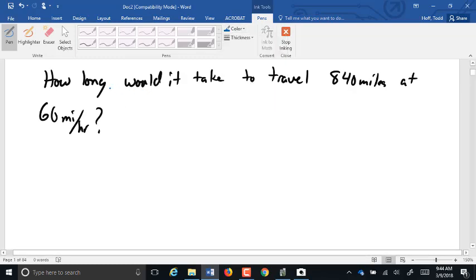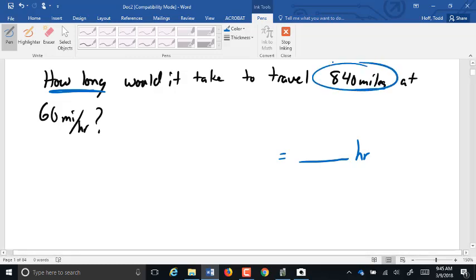So I want to find how long. I want to find a time here. What I'm actually doing here is combining units. I have miles and miles per hour, and I want to end up with something that is in time, so probably hours. How am I going to get to that?